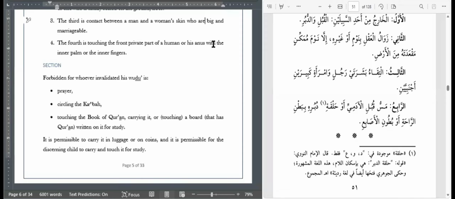So pubescence is not the rule for what breaks the wudu. It's the stage of desirability. Maybe one might say when they start blossoming, they reach a stage of desirability.